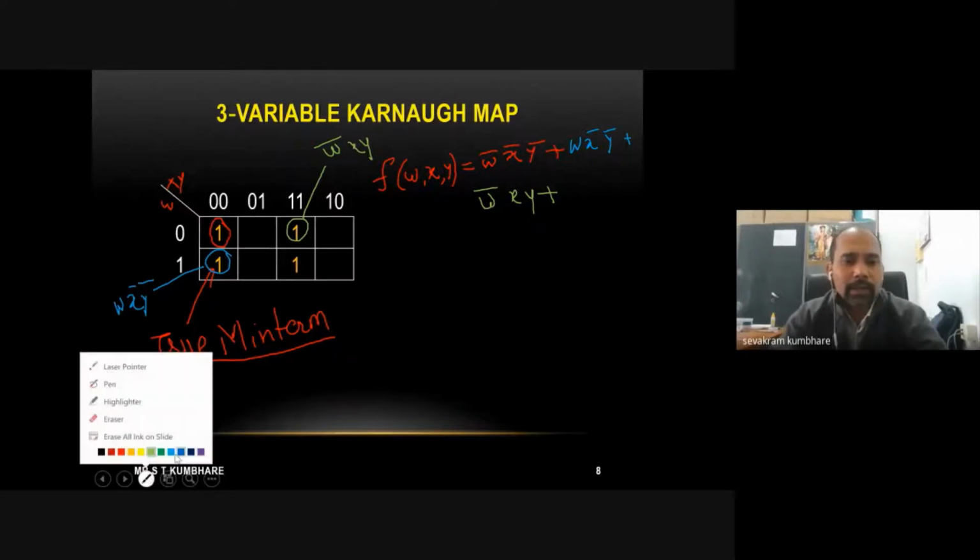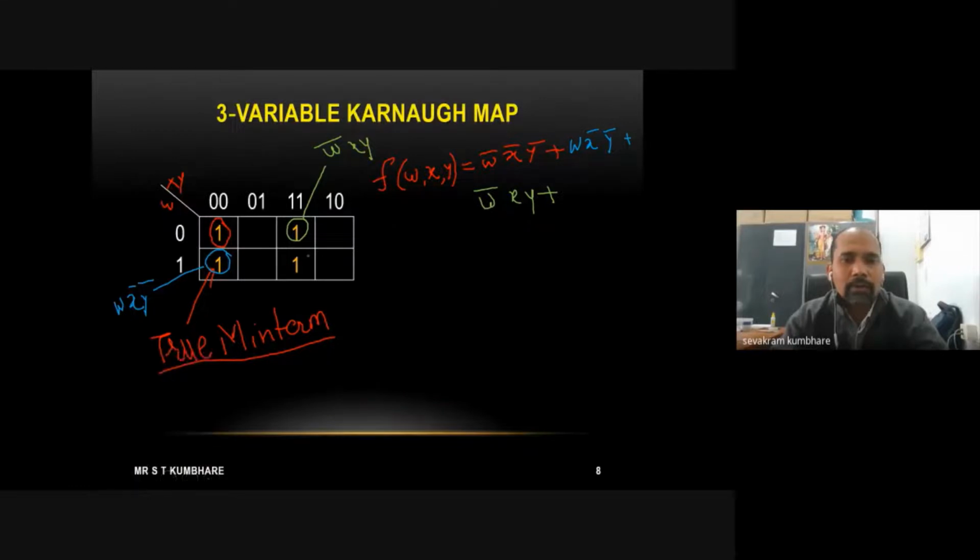Similarly, I can write down for this minterm. So what I will get, W is 1. So W, X is 1, Y is 1. So X, Y. Means I can write down W, X, Y. So like this is the function, means Boolean expression for the given Karnaugh map.